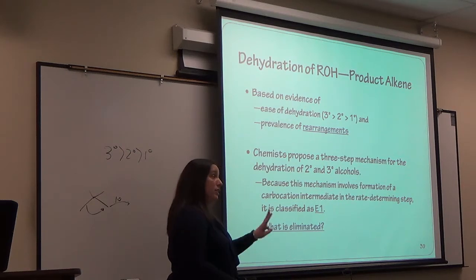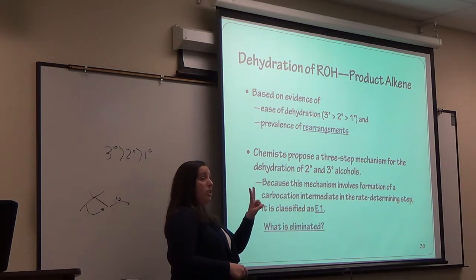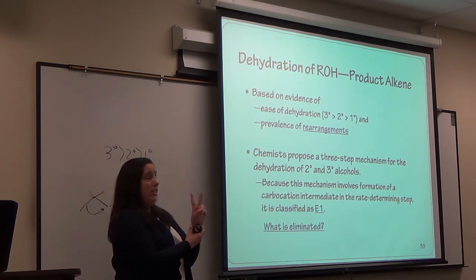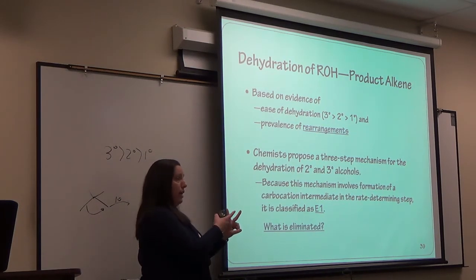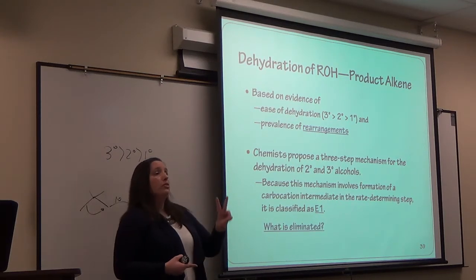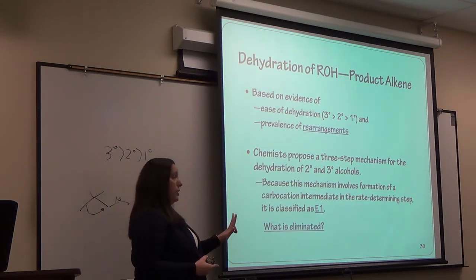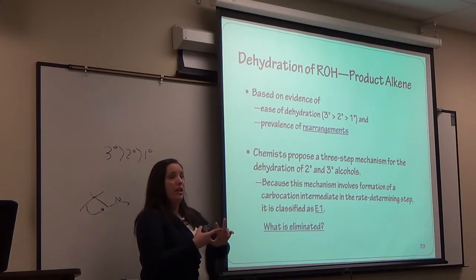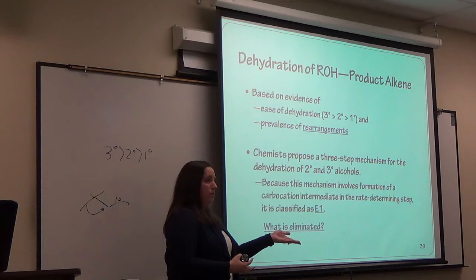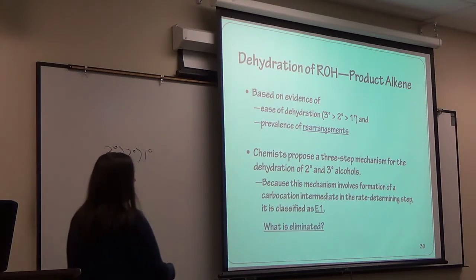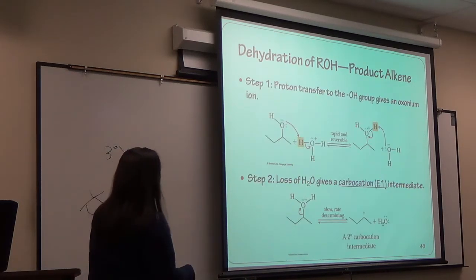Now again, this is a 3-step mechanism. E1, when we learned it as a general mechanism, had 2 steps: form the carbocation, then form the double bond, the alkene. Now there's going to have to be that first step. You're still having to get rid of the oxonium as water. Then the hydrogen is going to form that double bond. And eliminated here is water.